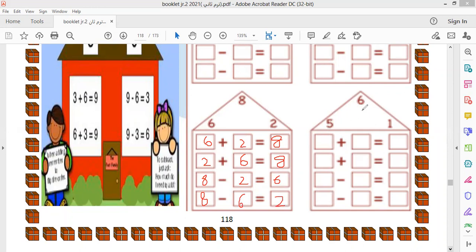Here we have 5, 6, and 1. We start with 5 plus 1 equals 6. Then we switch the two numbers: 1 plus 5 equals 6. Now we start with the greatest number. 6 minus 5 equals 1, and 6 minus 1 equals 5.